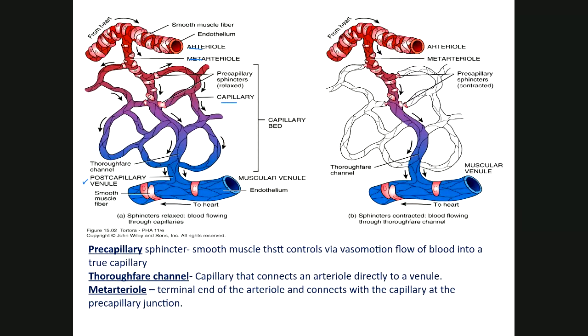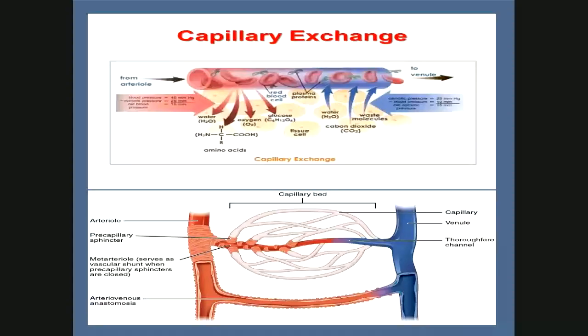the muscular venule. Sometimes we have what's called a thoroughfare channel. This is where we close everything off and we direct the blood directly from the artery to the vein. At the capillary, this is where all the exchange occurs.